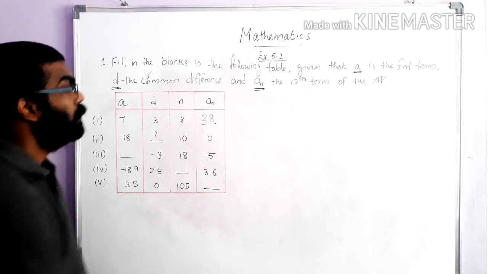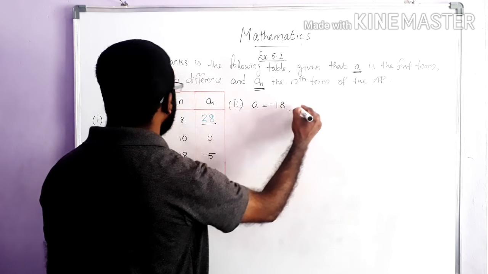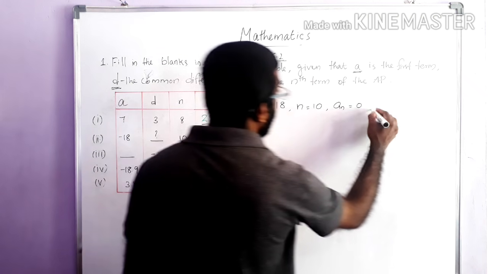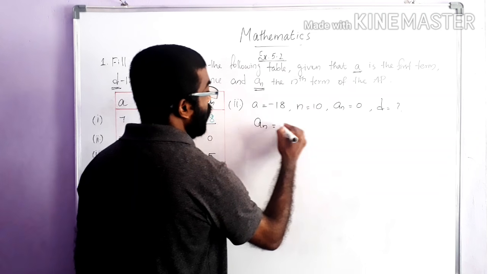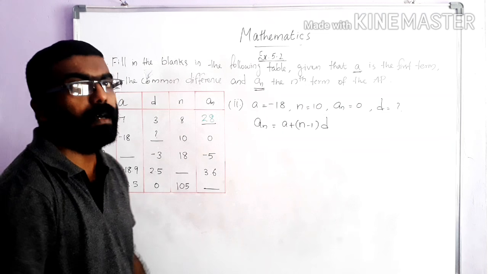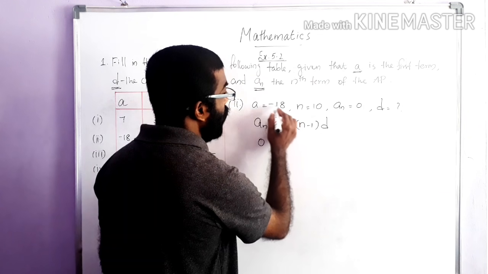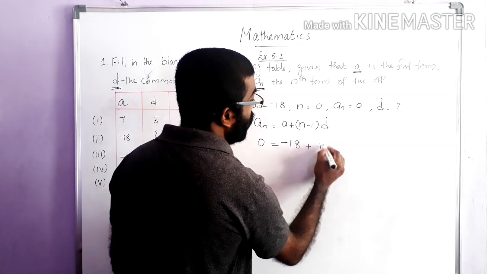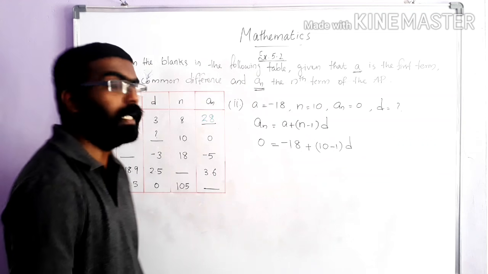Now the second question is, A is minus 18, D we have to find out, N 10, AN it is given as 0. So A, the first term is minus 18, N is equal to 10 and AN is equal to 0. D we have to find out. First we can write the formula AN equal to A plus N minus 1 into D. Now we can replace the given values. AN it is given as 0. So 0 is equal to, value of A is minus 18 plus, and here N is 10, so 10 minus 1 into D. D we have to find out, so write it as D.